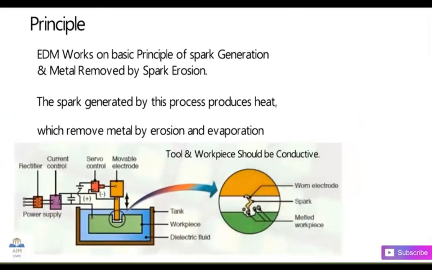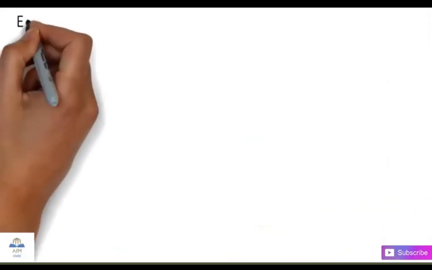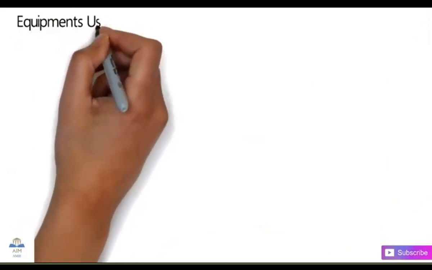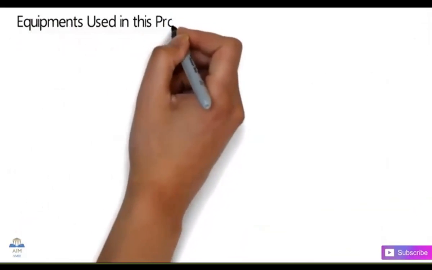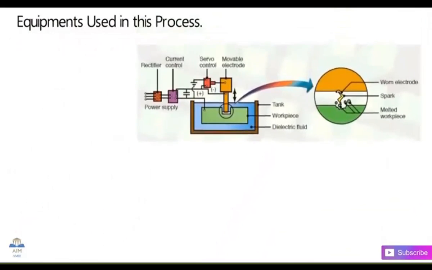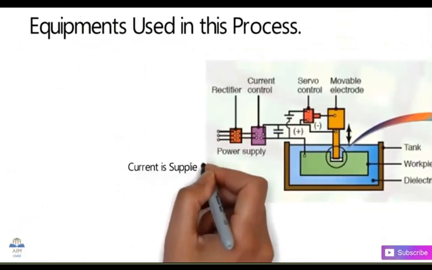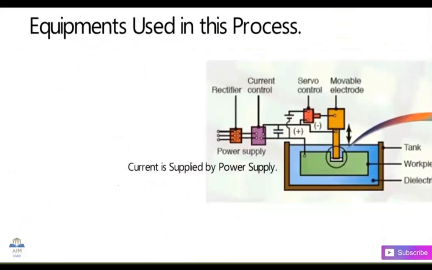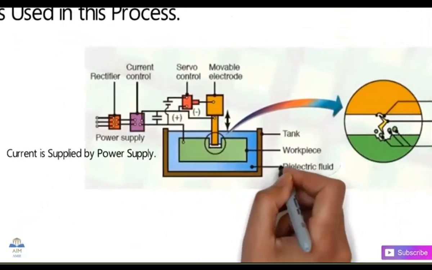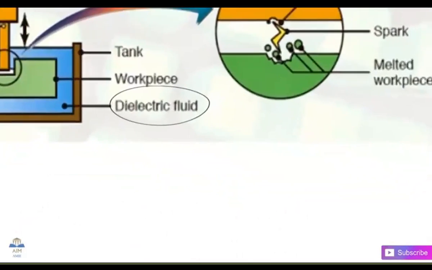So guys, the tool and the workpiece should be conductive in this case, and this whole process takes place in the dielectric fluid. So let's check out what kind of equipment is used in this EDM process. As we can see in this image, the first one is the power supply. The high frequency current is supplied by the power supply, which is a very important factor.